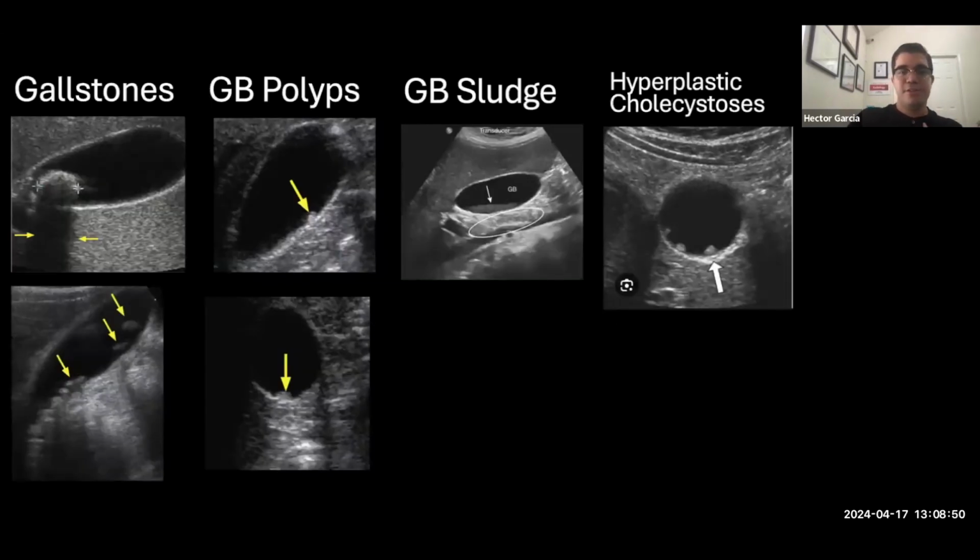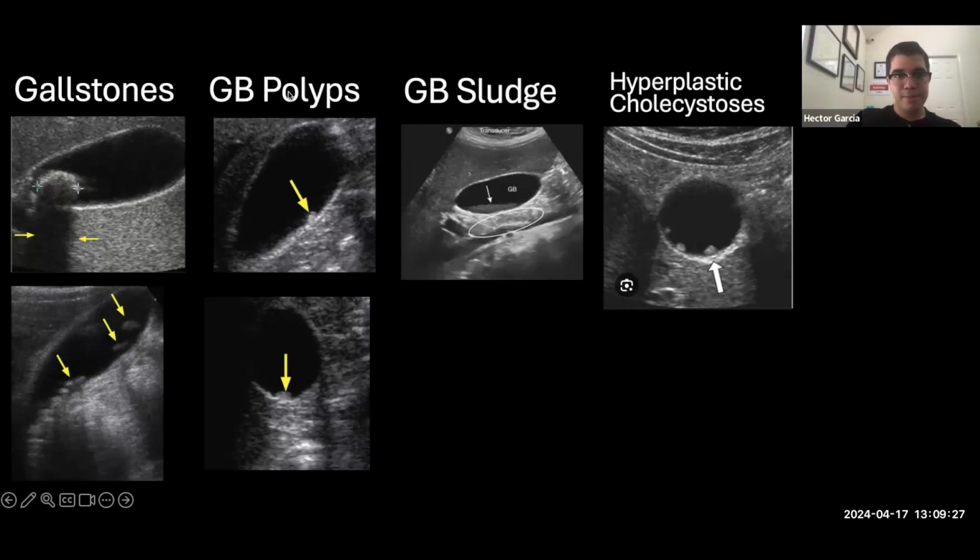So here I have the features of a gallstone. It's going to be mobile, because if you move the patient, then the stone is going to go to the most dependent region of the gallbladder. And then shadowing, because it produces what is called a posterior acoustic shadowing, meaning that you have echogenic material, very bright, and then behind the gallstones, you're going to see this darkness. Here we have only one gallstone, and you can also see in the image below multiple gallstones.